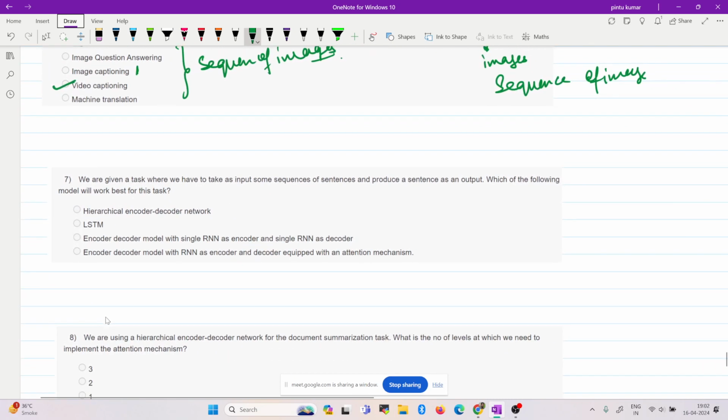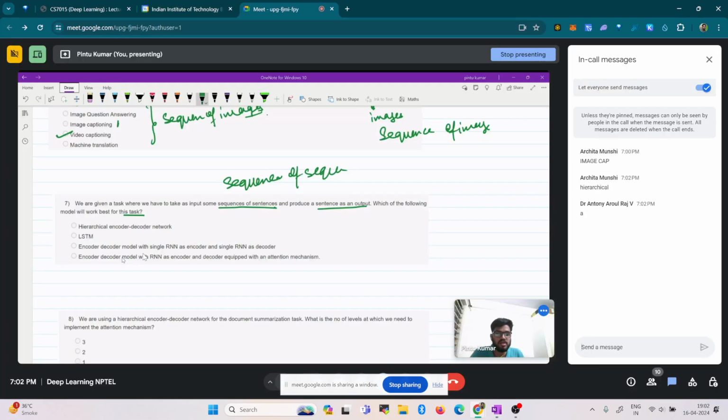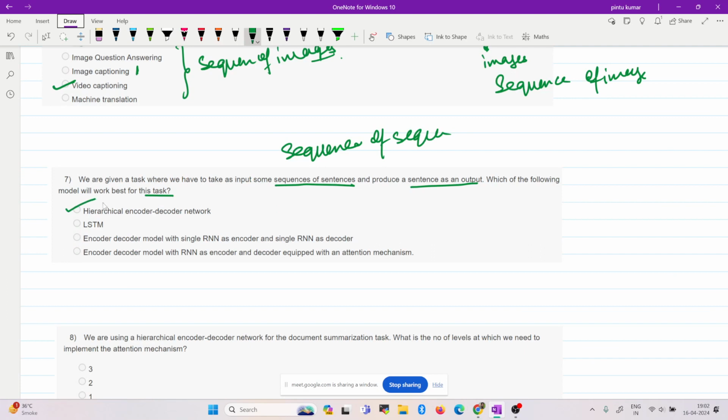I think this question you guys can answer. We are given a task where we have to take as input some sequence of sentences. Now we have a sequence of sentences, so this is a sequence of sequences, and produce sentences as an output. Which of the following models will work best for this task? What do you guys think? We have a sequence of sequences. Somebody said A. A is correct. We will have a hierarchical encoder-decoder network because we have a sequence of sequences.